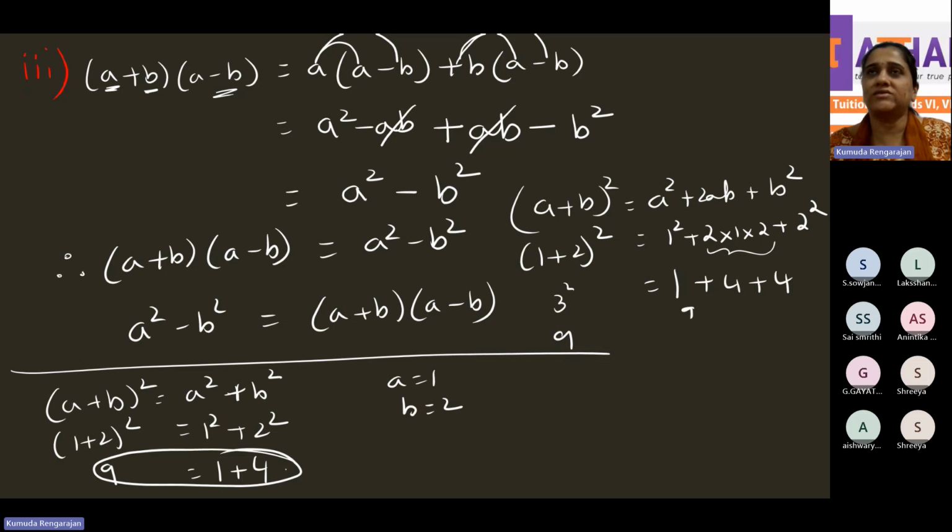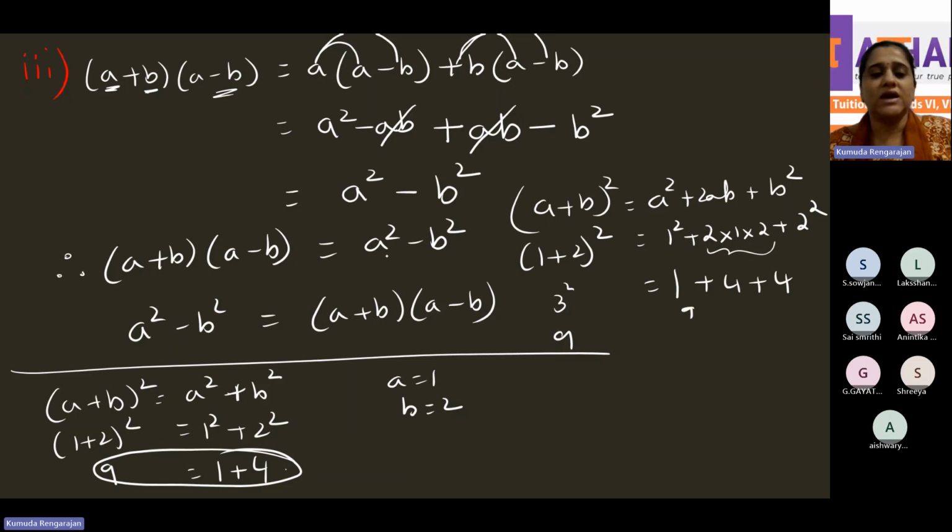(a plus b) the whole square is equal to a square plus 2ab plus b square. (a minus b) the whole square is a square minus 2ab plus b square. Only the middle term 2ab will be plus or minus. If it is (a plus b) the whole square, a square plus 2ab plus b square. If it is (a minus b) the whole square, it is a square minus 2ab plus b square only, plus b square.